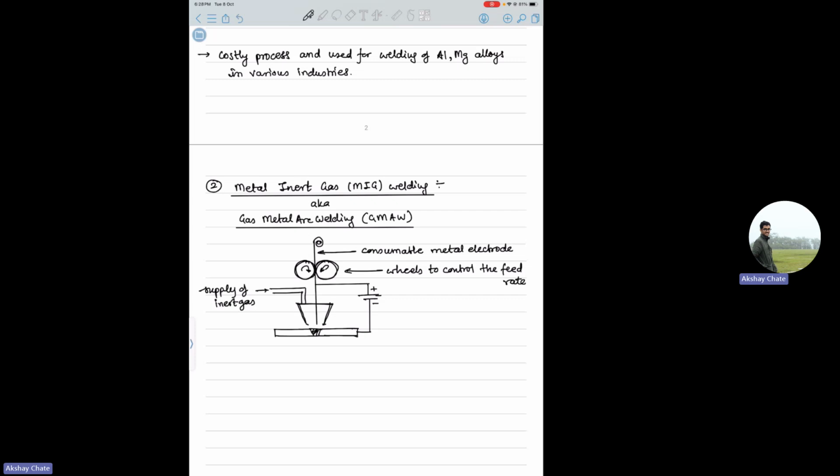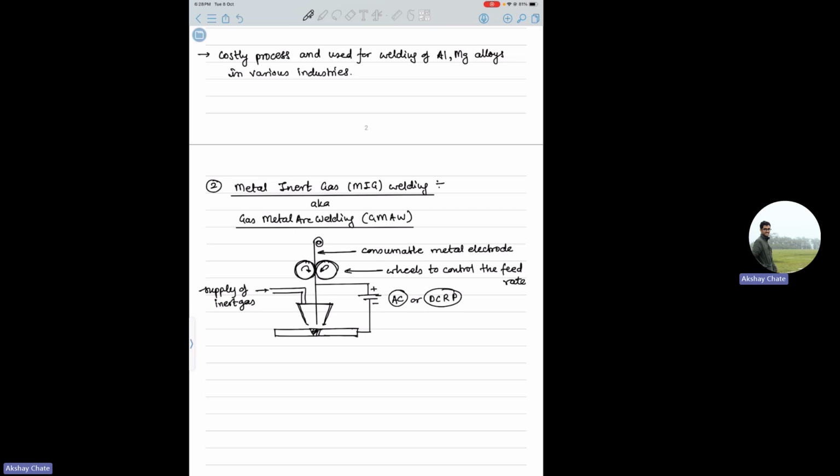Some of the pointers that you can have: you can use an AC power source, because as I said earlier, it will have cathodic cleaning as well as not a lot of heat generation on the electrode. But since you want your consumable electrode to melt, you can use DCRP also. Okay, so direct current reverse polarity, because in that case there will be more heat generation on the electrode, which is beneficial in this case.